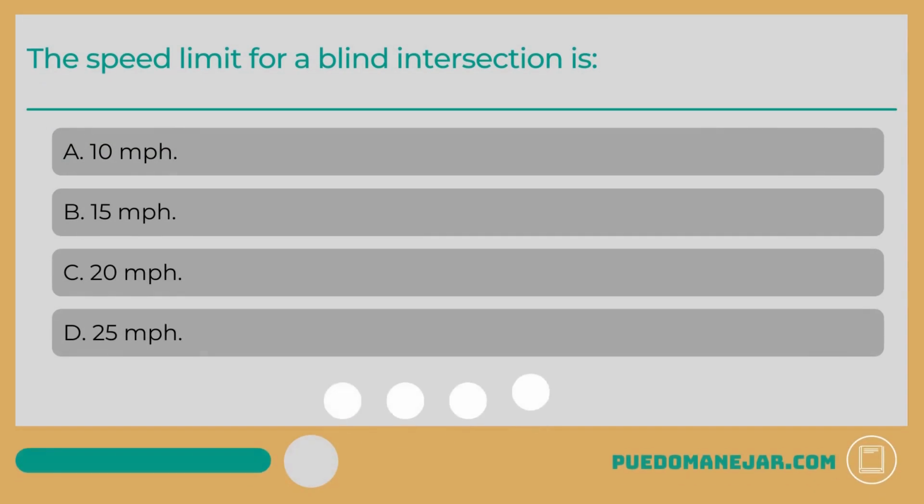The speed limit for a blind intersection is A. 10 miles per hour, B. 15 miles per hour, C. 20 miles per hour, D. 25 miles per hour.